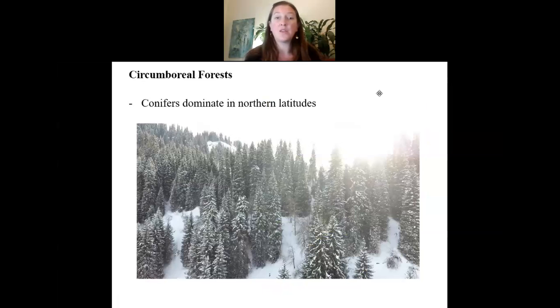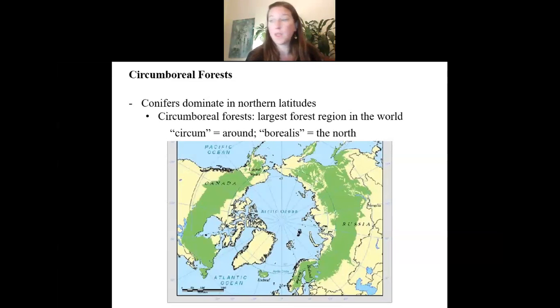Conifers dominate the northern latitudes. What does that mean? The farther away you go from the equator, the farther north you go, at a certain point, the forests are made primarily of conifers. And these forests are what are called the circumboreal forests. Let's look on the next slide.